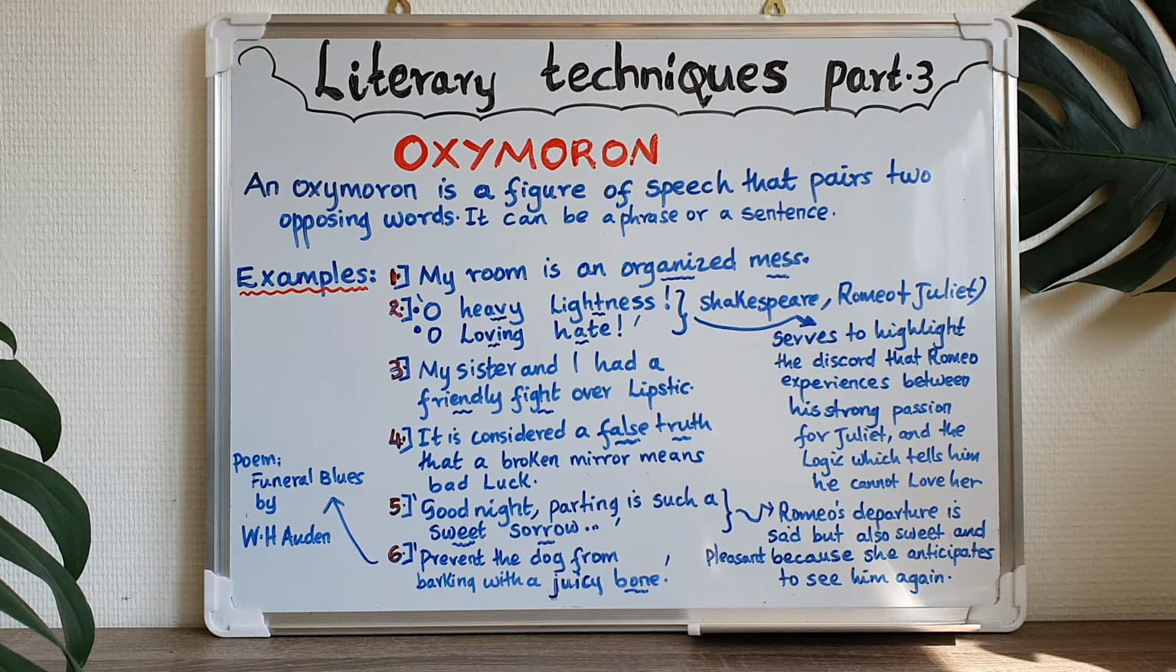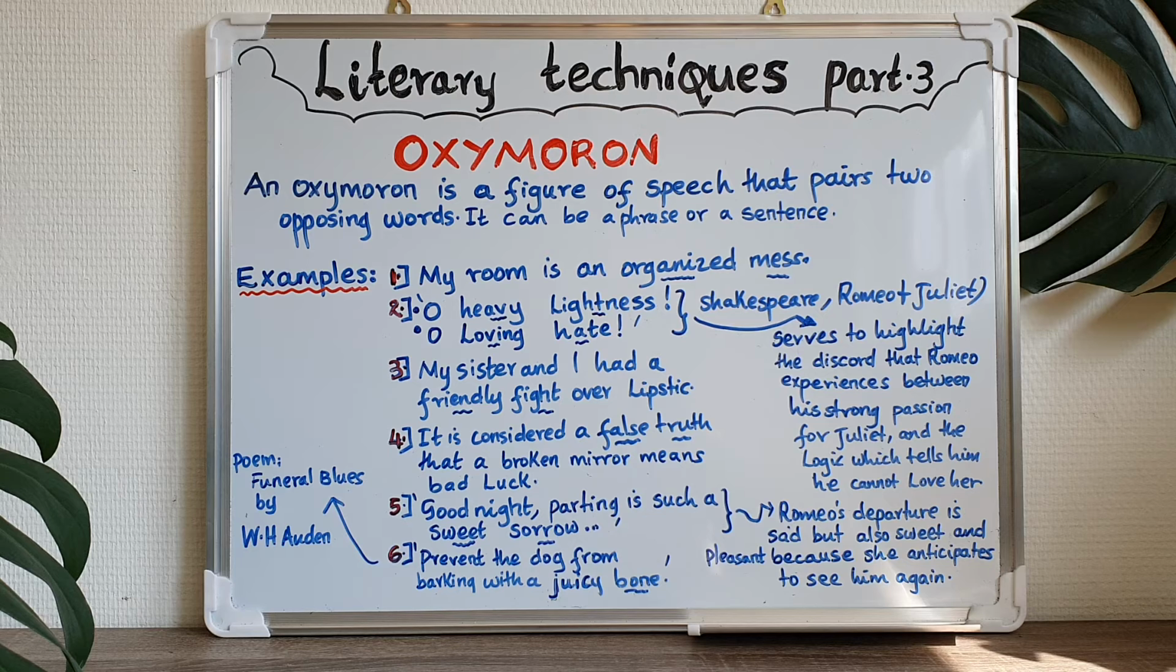Now, in that quote, you can see sweet and sorrow are oxymorons because they are two words that are opposite in meaning and yet they are paired together. So what is the underlying effect? What is achieved through the use of that oxymoron? What is the underlying meaning? Good night. Parting is such sweet sorrow. So when parting is described as being sweet, but at the same time as being sorrowful, what does Juliet actually mean?